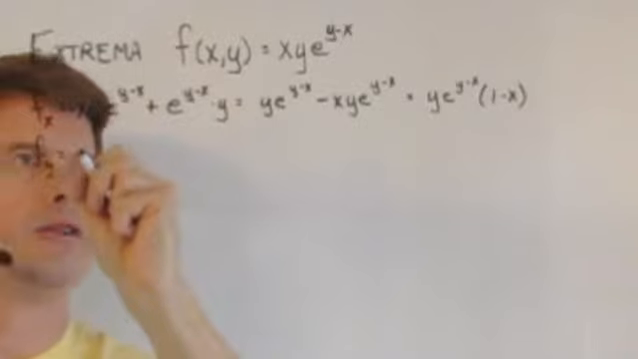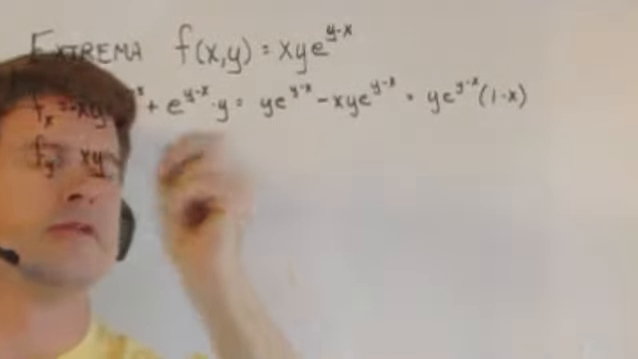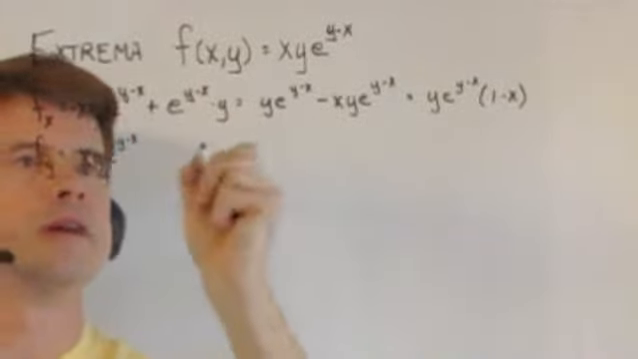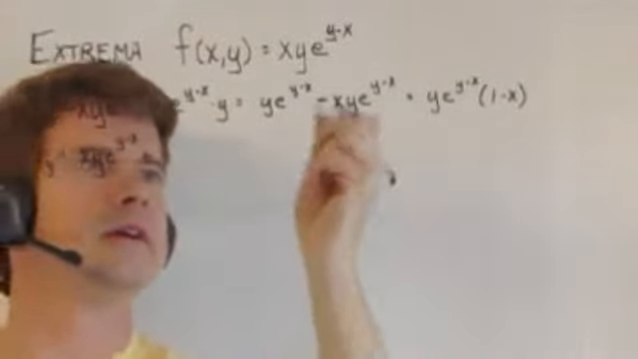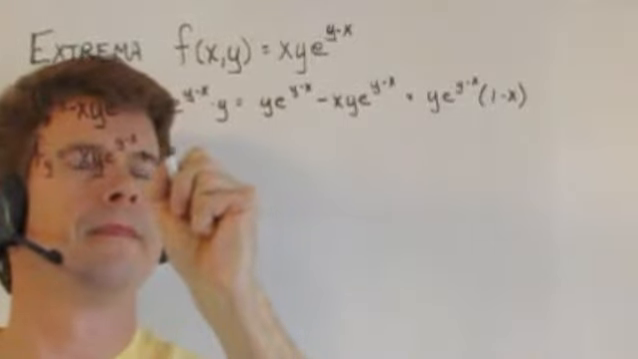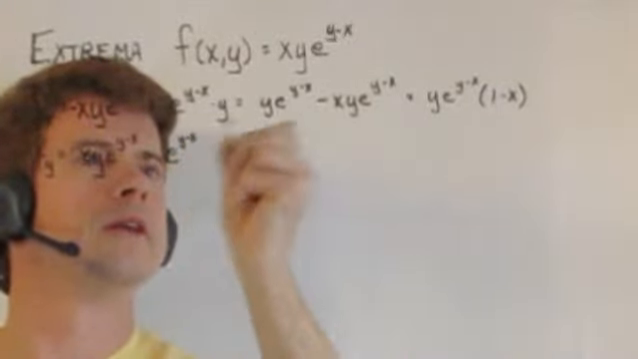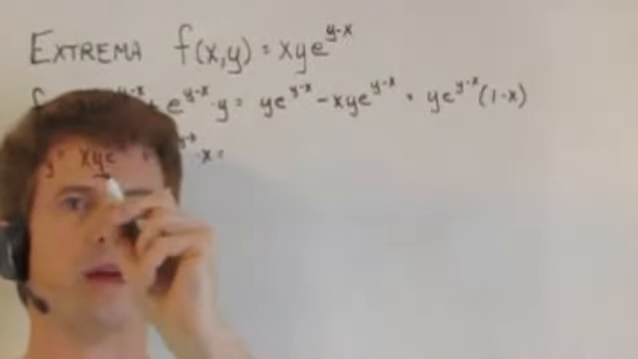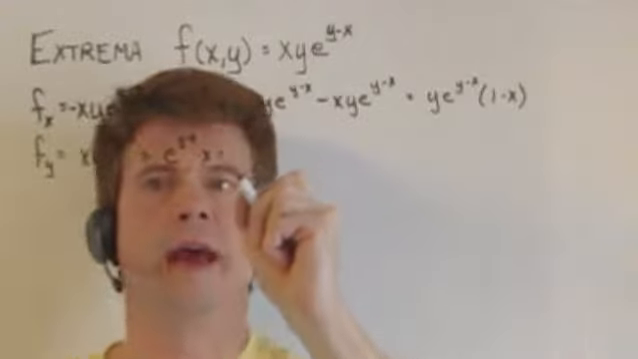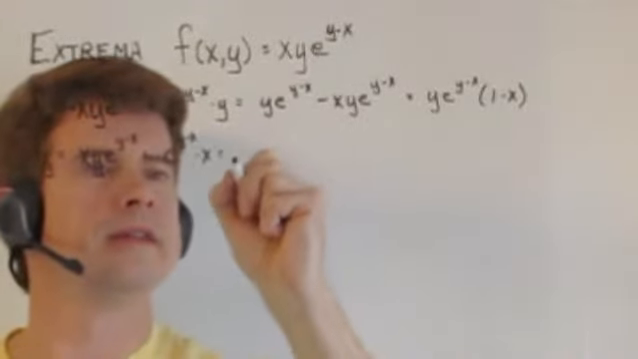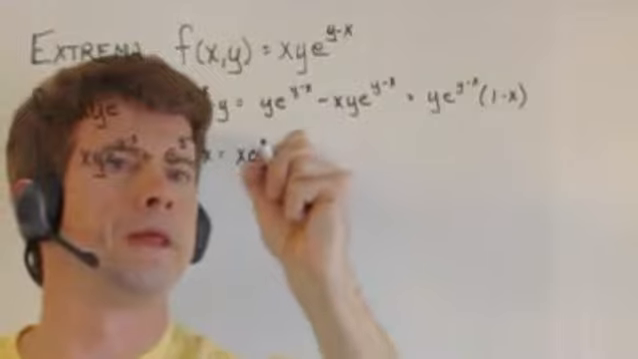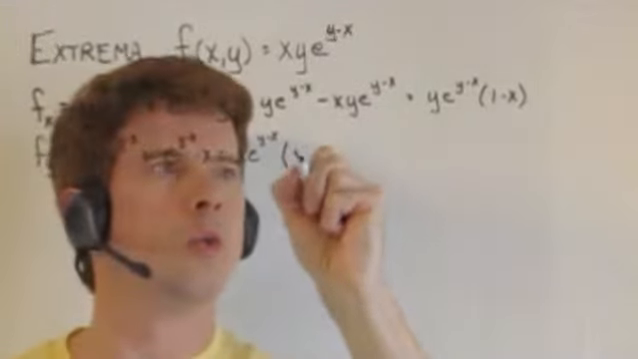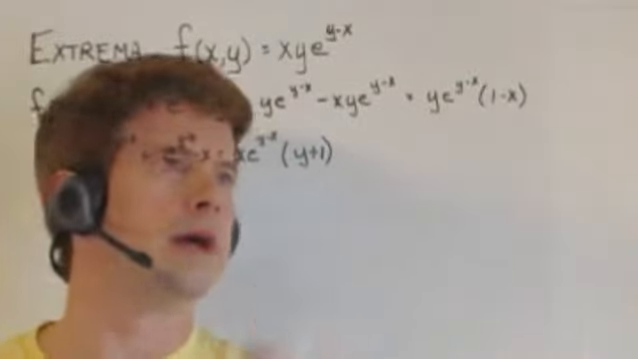Again, we take the first times the derivative of the second. This time y is positive, and then plus the second times the derivative of the first. And then we can simplify this and also take out the x e to the y minus x. And then here we have y plus 1.